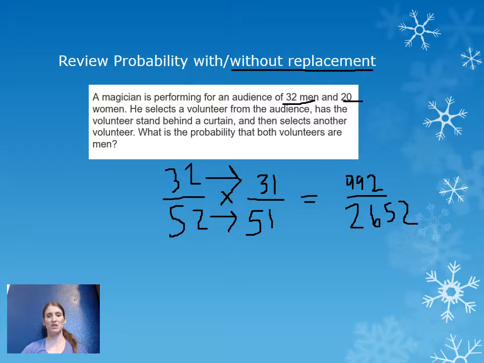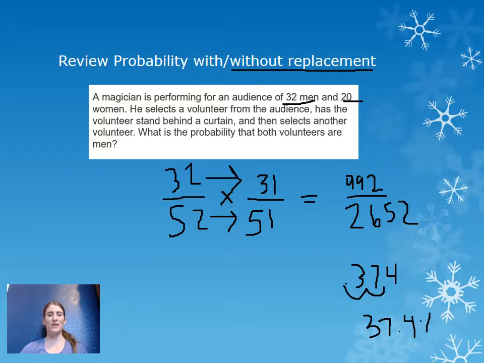Okay, so then we change this to a decimal, so 992 divided by 2652 would be 0.374, and I'm going to change it to a percent from here, so 37.4%. So let's talk about what that means.